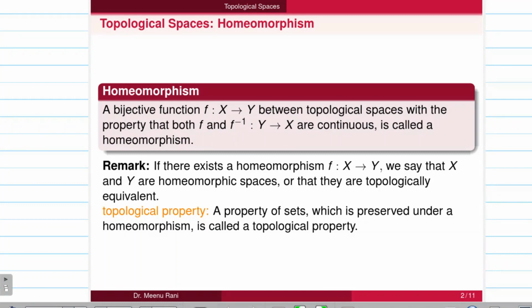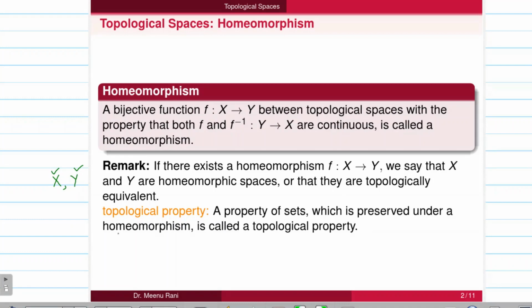If there exists a homeomorphism f from X to Y, where X and Y both are topological spaces, then both these spaces are homeomorphic spaces and these are topologically equivalent. And also the properties which are preserved under the homeomorphism map are called topological properties.